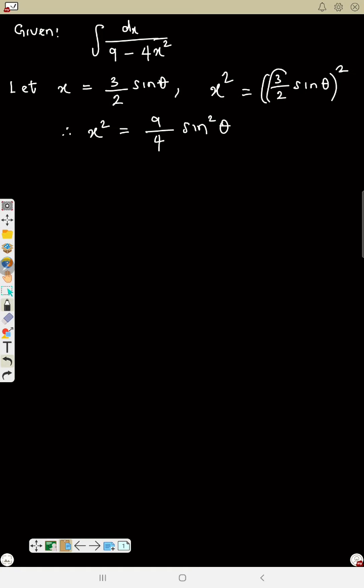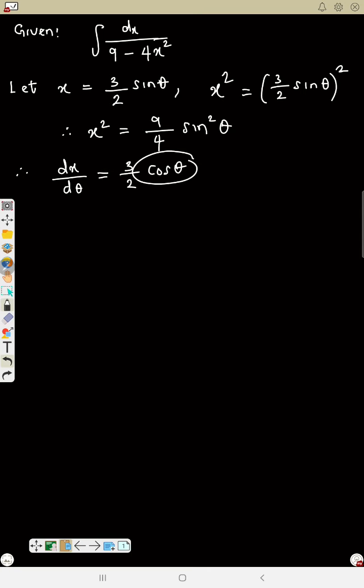So that is 3 over 2, 3 squared will be 9, then 2 squared will be 4, then sine theta becomes sine squared theta if you square both sides. So again, dx by d theta means we should differentiate this one. If you differentiate x equals 3 over 2 sine theta, then dx by d theta is 3 over 2, and if you differentiate sine theta, you will get cos theta.